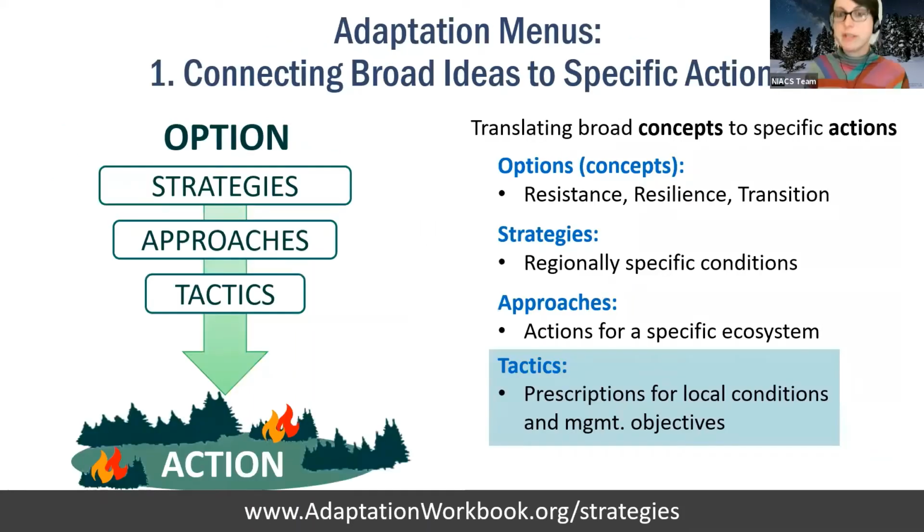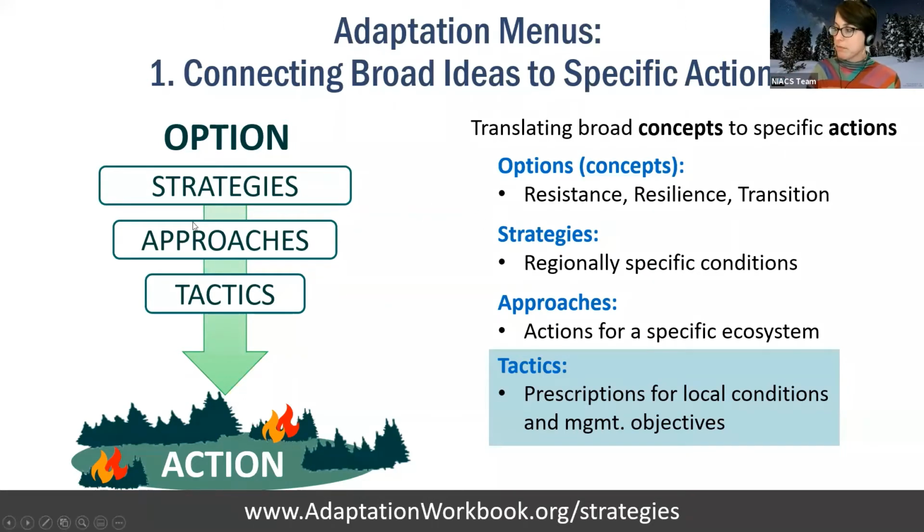Okay, so let's go into some more detail when I mentioned that adaptation menus help to connect broad ideas to specific actions. First, going back to that cloud image that I showed, I'm missing the cloud here, but these are those adaptation options. This is the hierarchy of our menus. Menus then draw in these ideas of strategies, which are bigger ideas that are a little bit more tangible than just an adaptation option on its own, like resilience. A strategy might actually go into more detail.